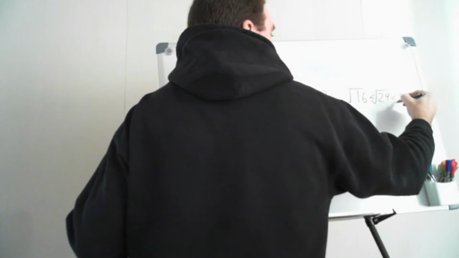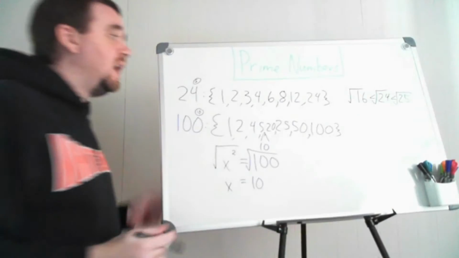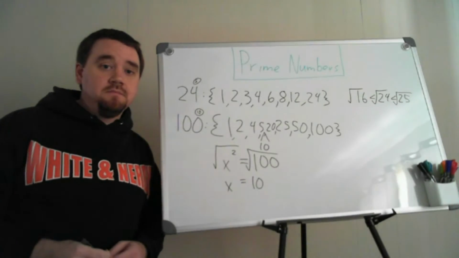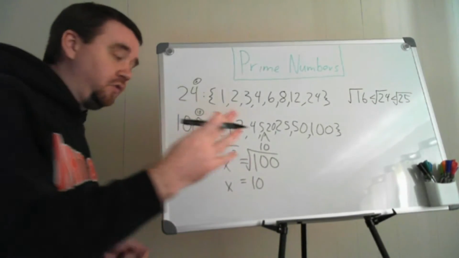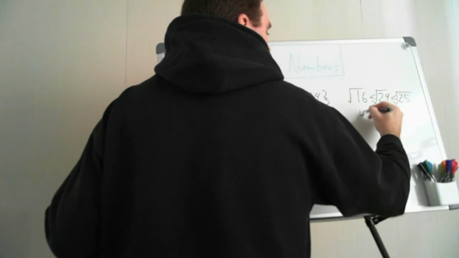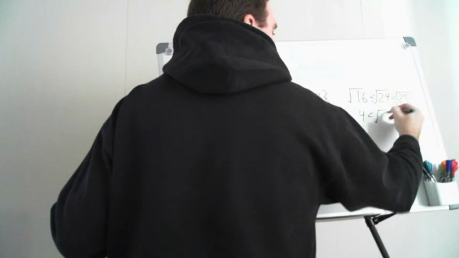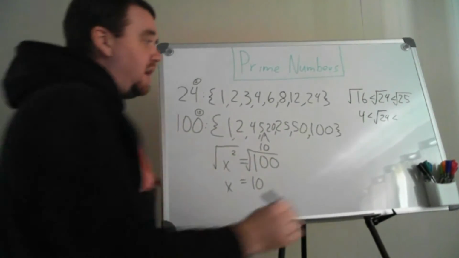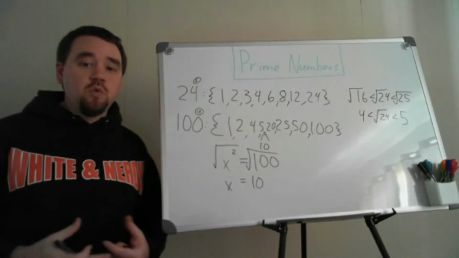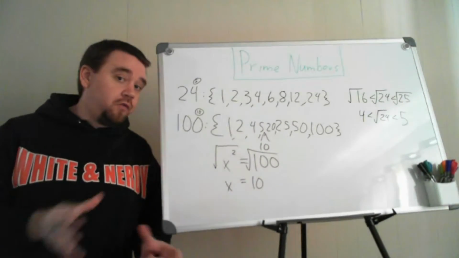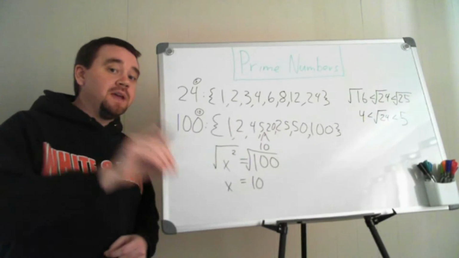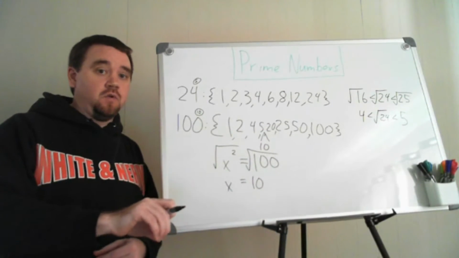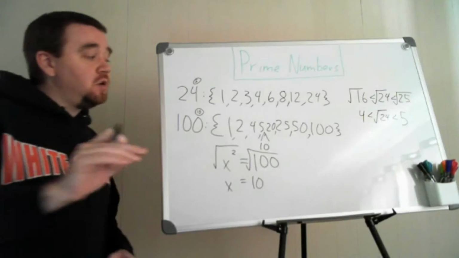So let's square root all three of these. And I know the square root of 16, because what times itself equals 16? Well, that's 4. 4 times 4 is 16. And I know the square root of 25, because what times itself is 25? Well, that's 5. 5 times 5 is 25. In other words, I can say that the square root of 24 is between 4 and 5. But because it's bigger than 4, I have to check 4. And actually, I know that it's less than 5.